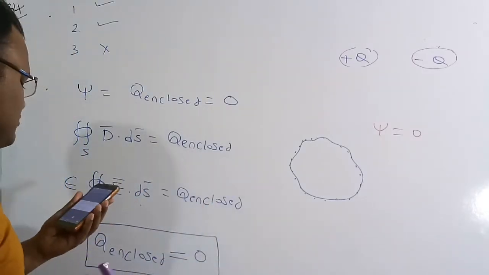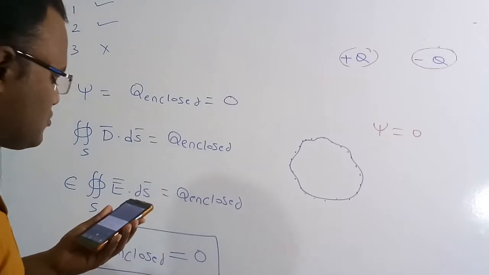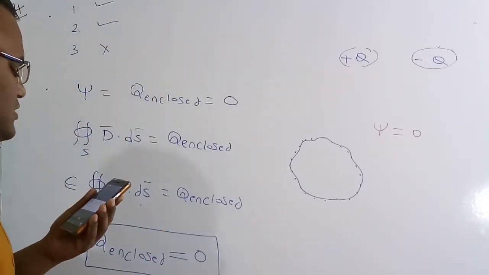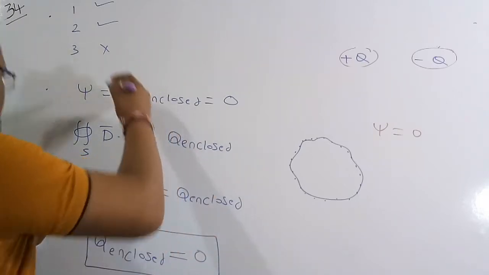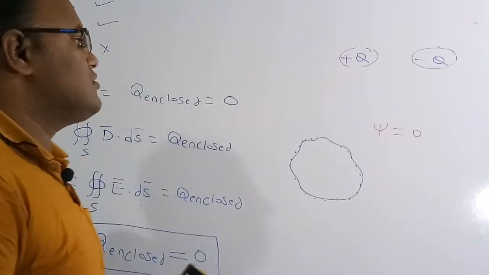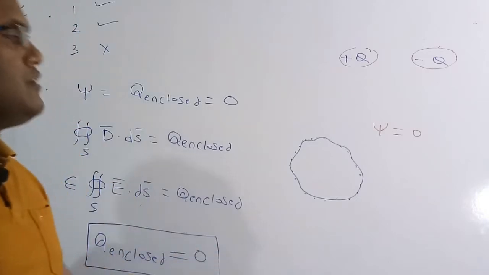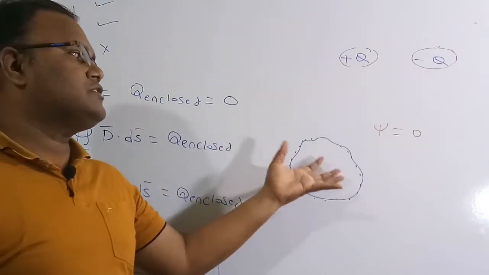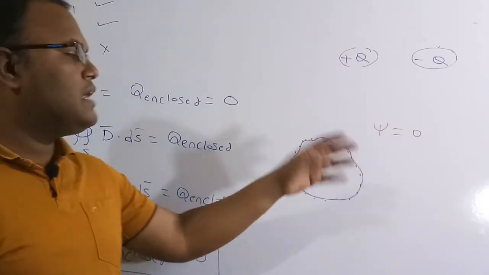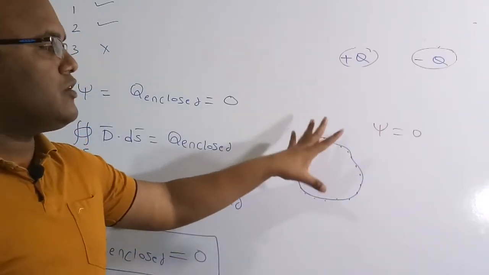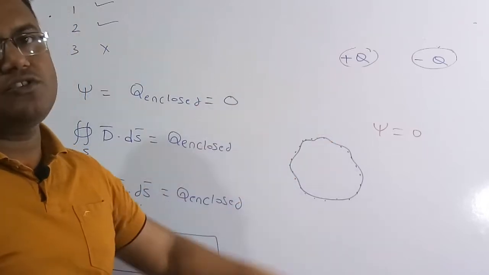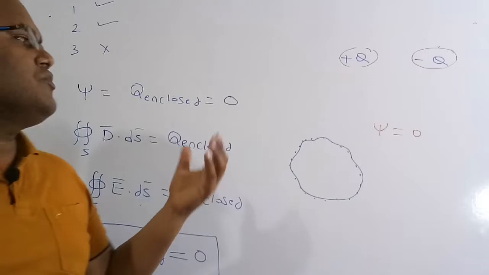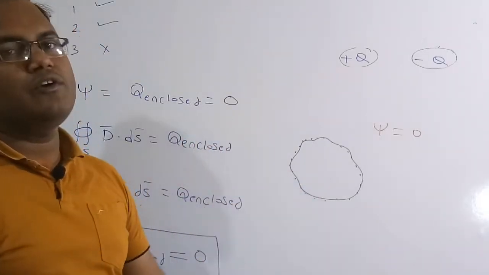Only these two things we can figure out. So option 1, the electric flux passing through the closed surface is 0, is correct. Option 2, the total charge enclosed by the surface is 0, is also correct. But the third one, that the charge resides on the surface, we don't know, because we cannot conclude that from this. Only two things we can conclude: the total flux passing through the closed surface is 0, and the charge enclosed by the closed surface is 0, but not whether the charge is going to reside on the surface.